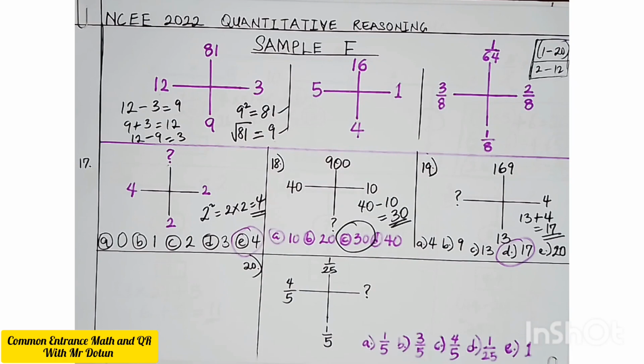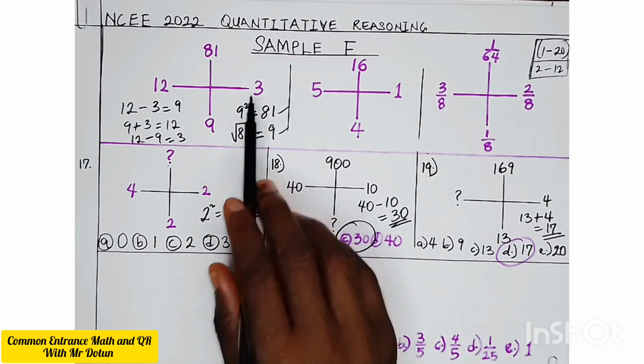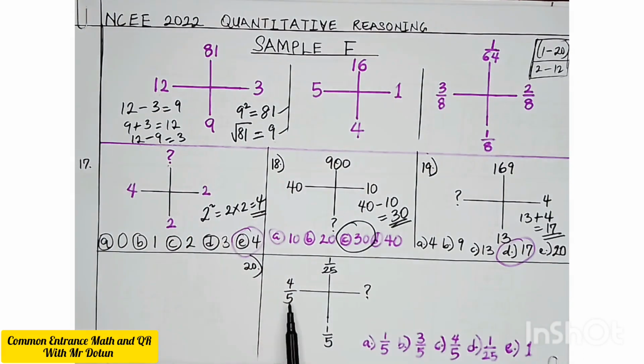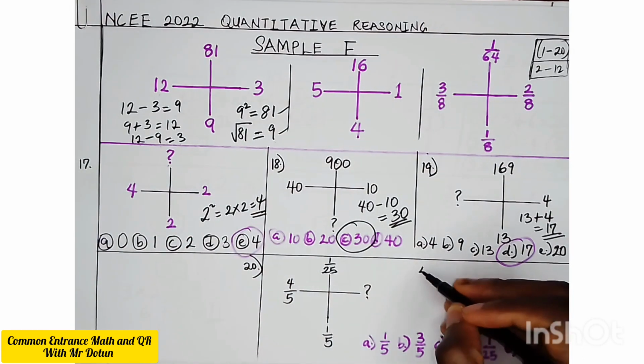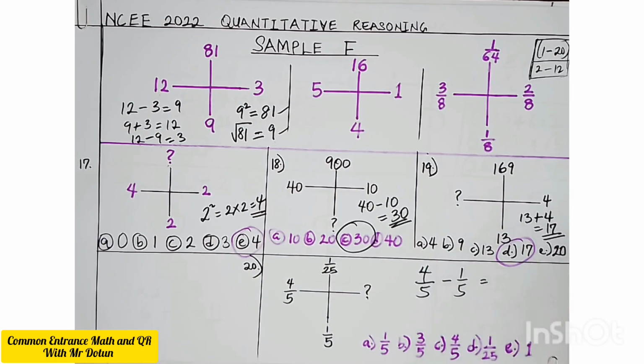The last one, number 20 in this sample. We're looking for this. That is in place of 3 in our analysis. How did we get 3 here? We did 12 minus 9. So that means we're doing this part minus this part. So that would be 4/5 minus 1/5. That's just like saying 4 mangoes minus 1 mango. The answer will be 3 mangoes, right? So 4/5 minus 1/5 is 3/5. And our answer is option B.